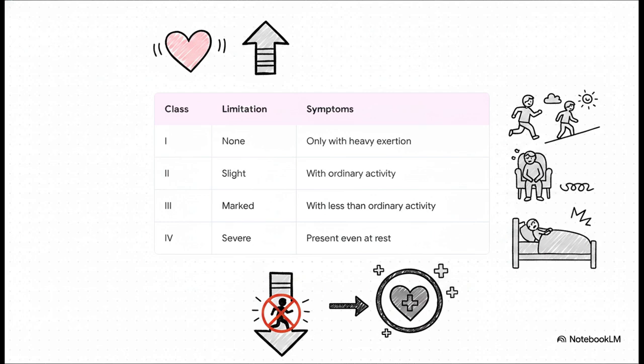In Class I, you've got no limitation. Ordinary physical activity doesn't cause any undue fatigue or shortness of breath. But hit Class II, and there's a slight limitation. Ordinary activity starts causing symptoms. Class 3, marked limitation, where even less than ordinary activity triggers issues. And then Class 4 is the most severe. That's the inability to carry out any physical activity without discomfort, with symptoms popping up even when the patient is resting perfectly still.